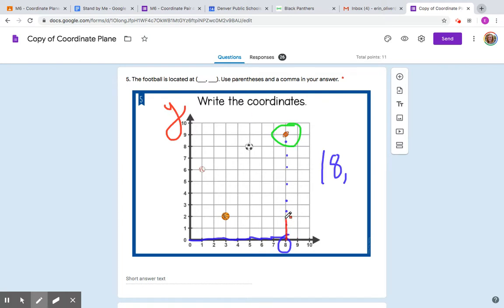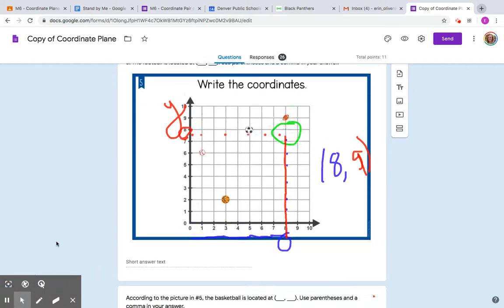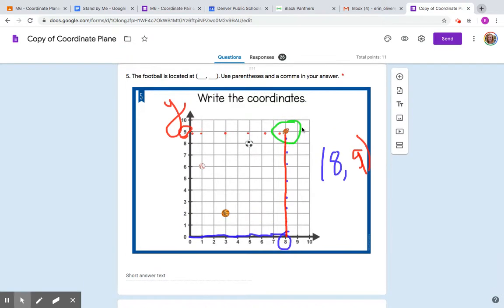1, 2, 3, 4, 5, 6, 7, 8, 9. Now I'm going to double check that's a 9. I don't know why I curved it. And indeed it is a 9 over here. Okay, so our football is located at 8, 9.